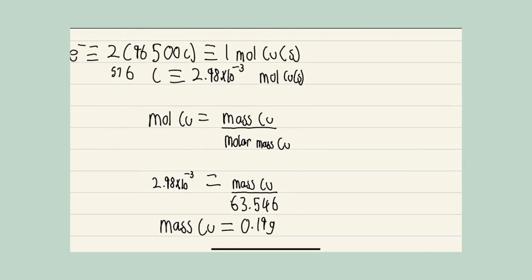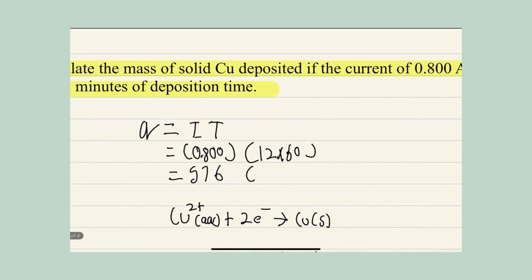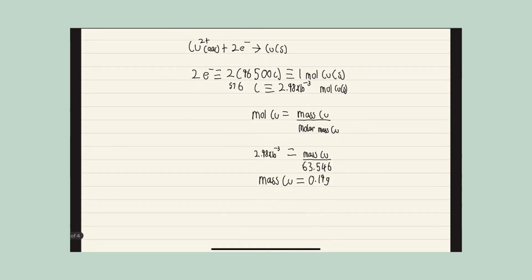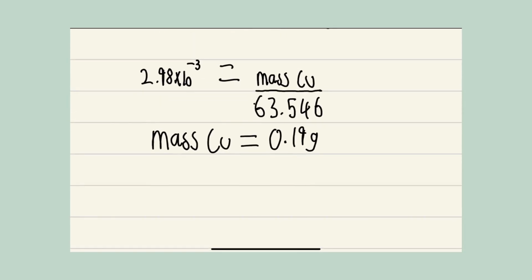So the answer, as to how much copper is deposited, if you look at the question, the amount of copper deposited is 0.19 grams. So that is all for activity 5. Thank you very much, guys.